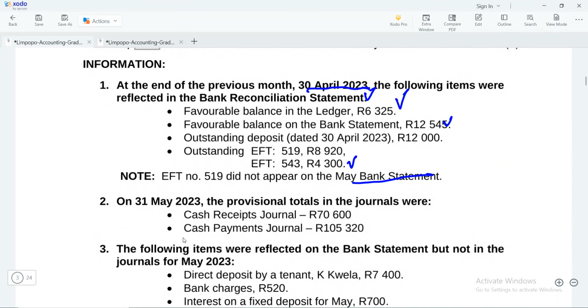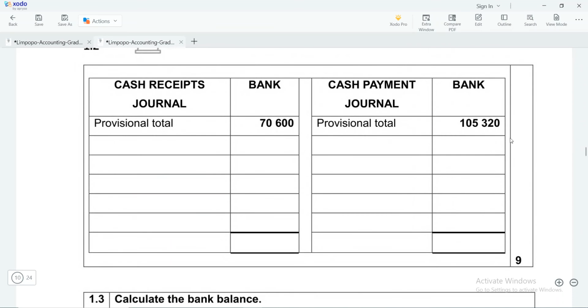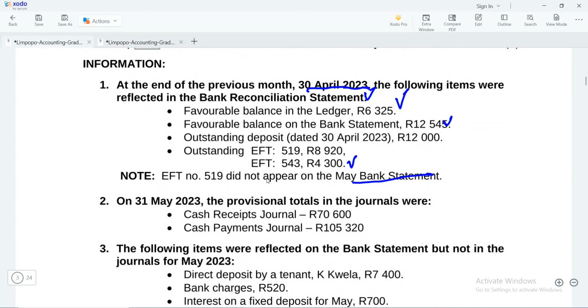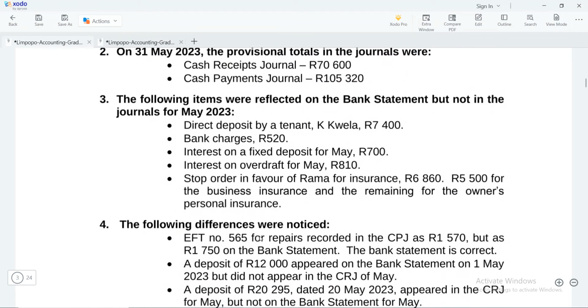And then also here they're saying that on the 31st of May 2023, the provisional totals were as follows. They've given you the total for the CRJ, which is 70,600, and for the CPJ, which is 105,320. You need to check if this has been entered for you, and they've done it. If they did not enter for you, you start by those provisional totals like they've done here. Okay, so please always make sure that you check such things.